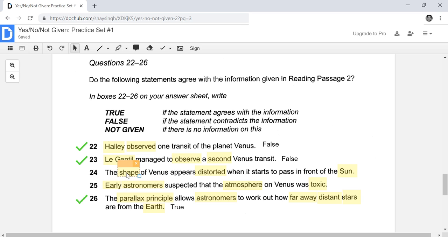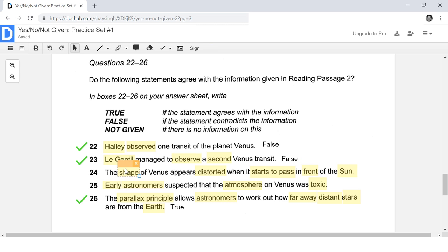Let's begin with number 24. Let's look for something about shape, distortion, and sun. Let's read this question in fact. The shape of Venus appears distorted when it starts to pass in front of the sun. That also seems important, when it starts to pass in front. So we're not just talking about any other type of passing. We are looking for a very specific type of passing. A passing in front of the sun.